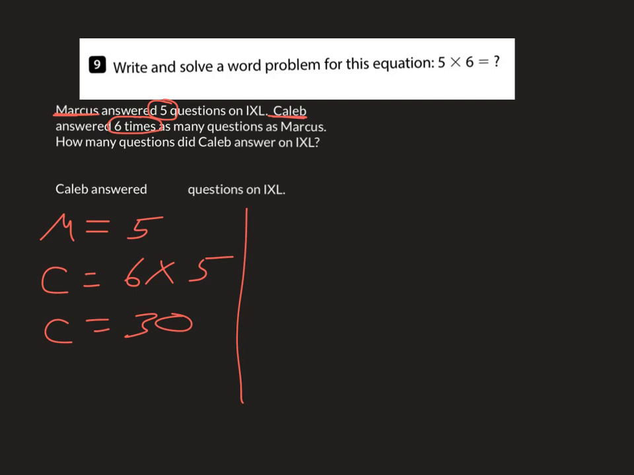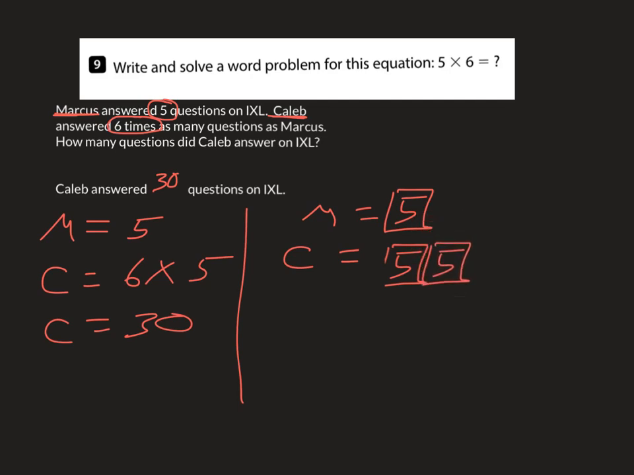Alright, let's show the bar model. We have Marcus. We'll go ahead and fill in 30 here. Marcus answered 5 questions on IXL. Caleb answered 6 times as many. We have 1, 2, 3, 4, 5, 6. So we have 6 times as many.